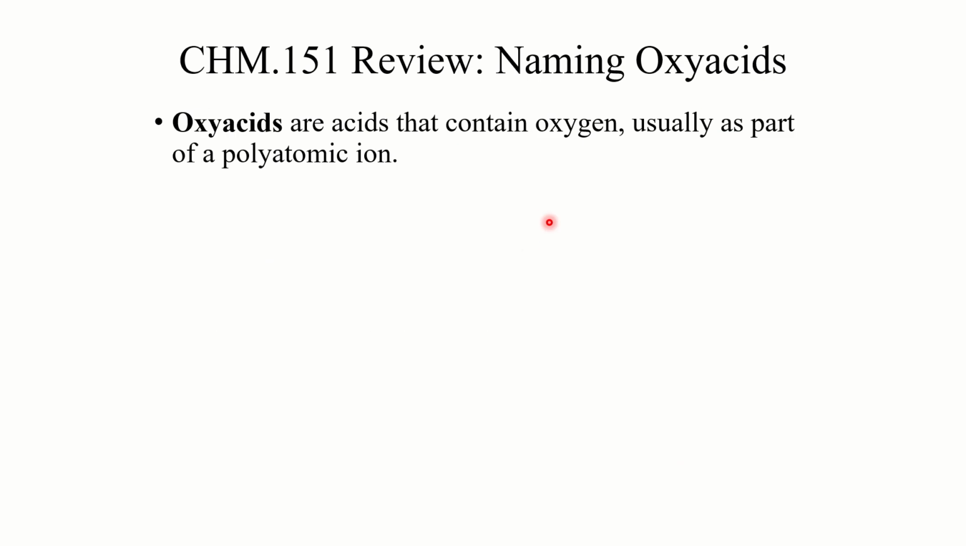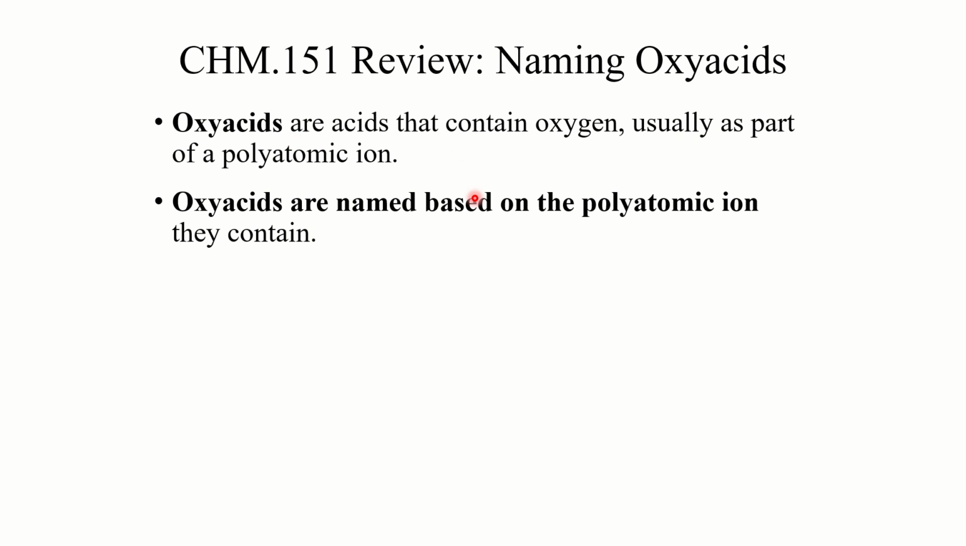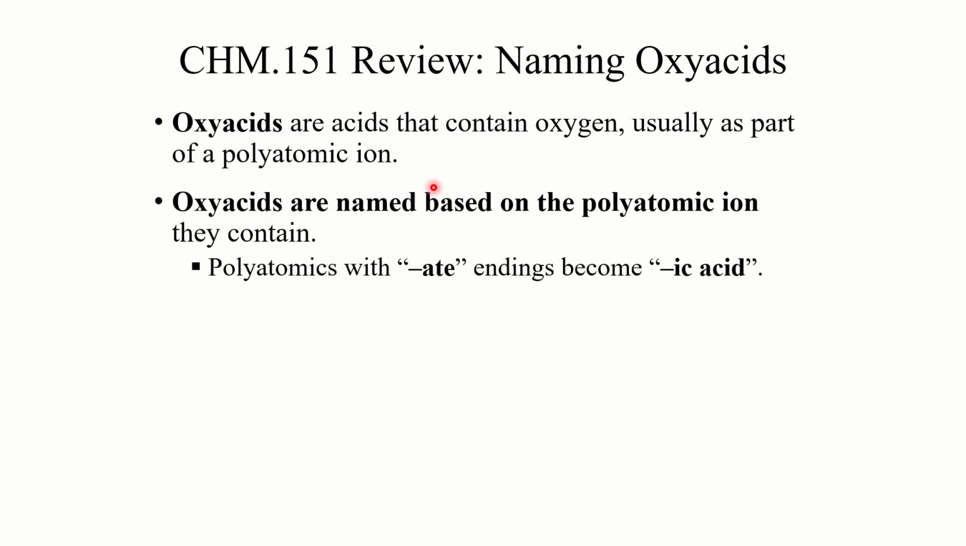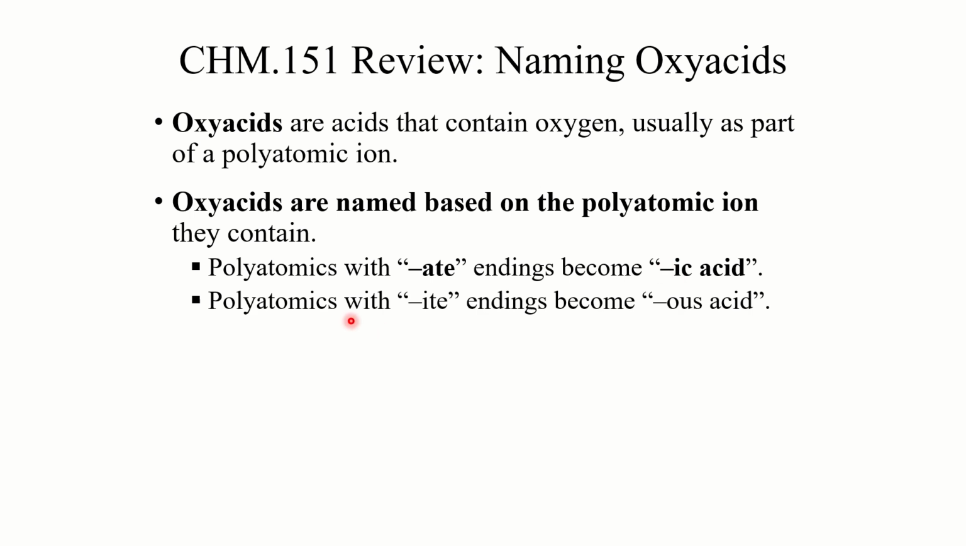Okay, a brief review on naming oxyacids. Oxyacids are acids that contain an oxyanion, so they contain oxygen, which is part of a polyatomic ion. These oxyacids are named based on the polyatomic ion they contain. So polyatomic ions that end with -ate become -ic. Polyatomic anions that end with -ite become -ous.